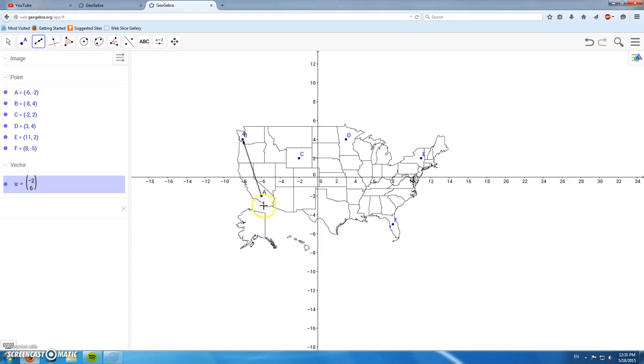And when looking at a vector, there are two main points. Its initial point, which is where you start, where your first destination is, and its terminal point, which is where your end point is. So for this case, the initial point is basically San Diego, California, and the terminal point is Olympia, Washington.